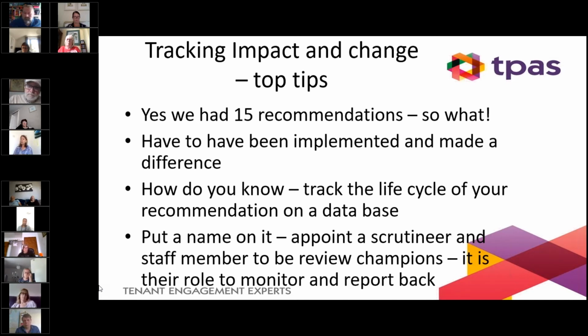Okay, so we're nearly at the end of the process. Way back when I talked about it, there were different stages, and we're nearly at the last one, which is tracking impact and change. It's interesting because I like to ask the question: what difference has your scrutiny made? That's my favourite question sometimes.